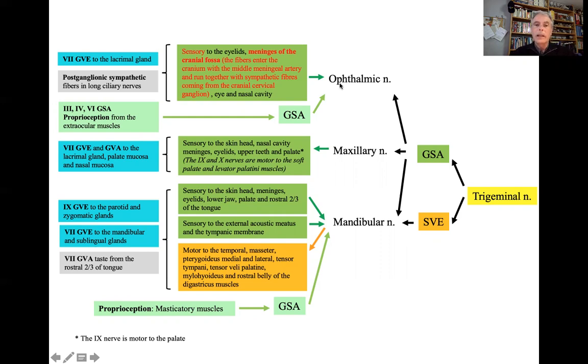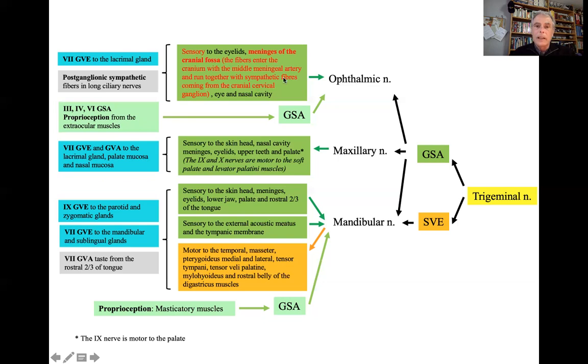But the ophthalmic nerve also has a general somatic afferent component for proprioception, because, as I have said previously, the oculomotor, trochlear, and abducens cranial nerves have proprioceptive fibers coming from the extraocular muscles. And these fibers jump to the ophthalmic nerve, and they have their nuclei in the trigeminal ganglion, also named gasserian ganglion or semilunar ganglion, right?